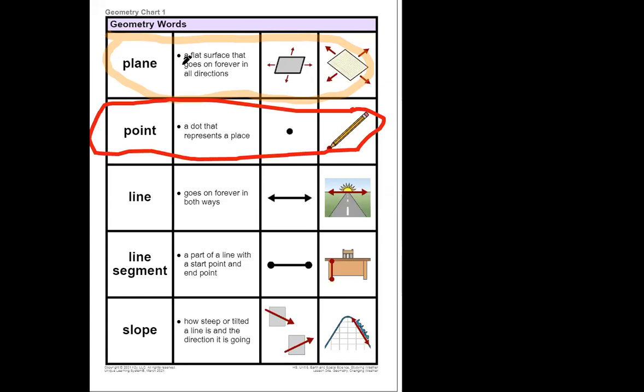Very good. So once you have your word glued down, you're going to find the definition that matches that. Our definition is a dot that represents a place. And then you're going to find your two pictures that go with your word point and your definition.